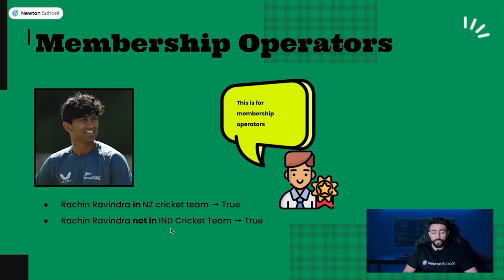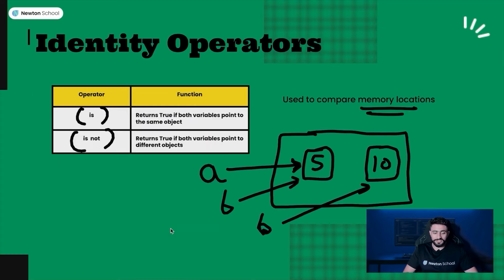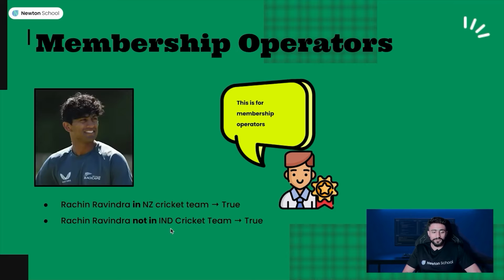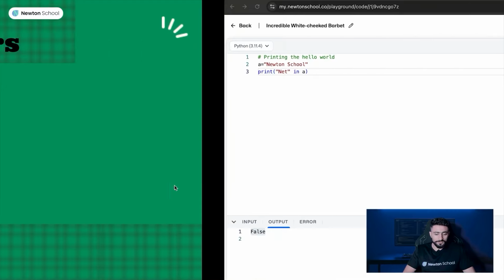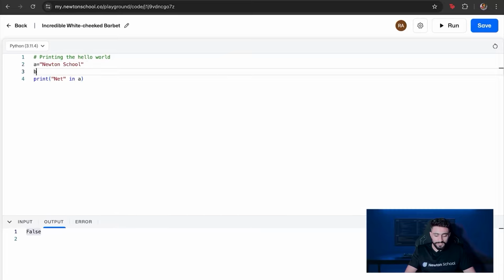Now if we see 'in' and 'not in', and 'is' and 'is not', we have just seen identity operators. We are trying to see the identity. Now Rachin Ravindra is in the New Zealand cricket team, true, it's part of it. Not in the Indian cricket team, that is also true. So basically with in and not in, we are trying to see if that particular thing is part of that group or not. We have a group and we have a thing, and we are checking if that thing is part of that group. But with is and is not, we are trying to check its identity. So let's see this with an example. Let's say A is Newton School, B is also Newton School.